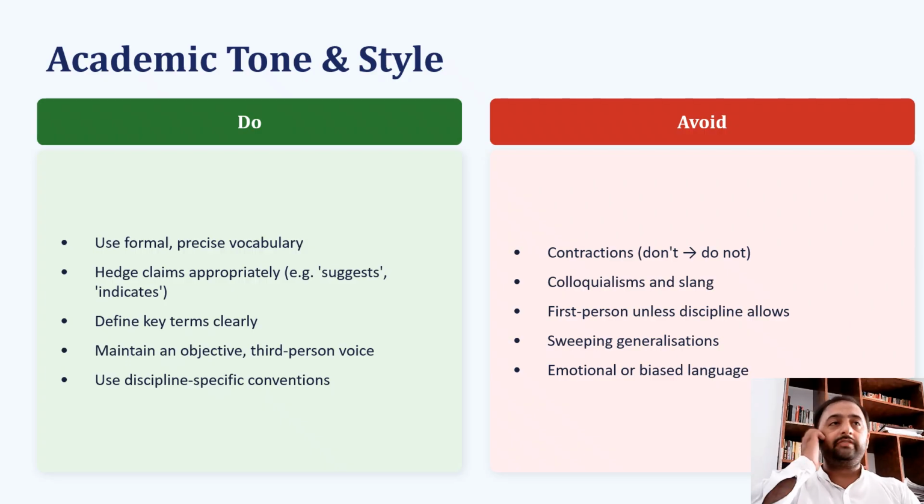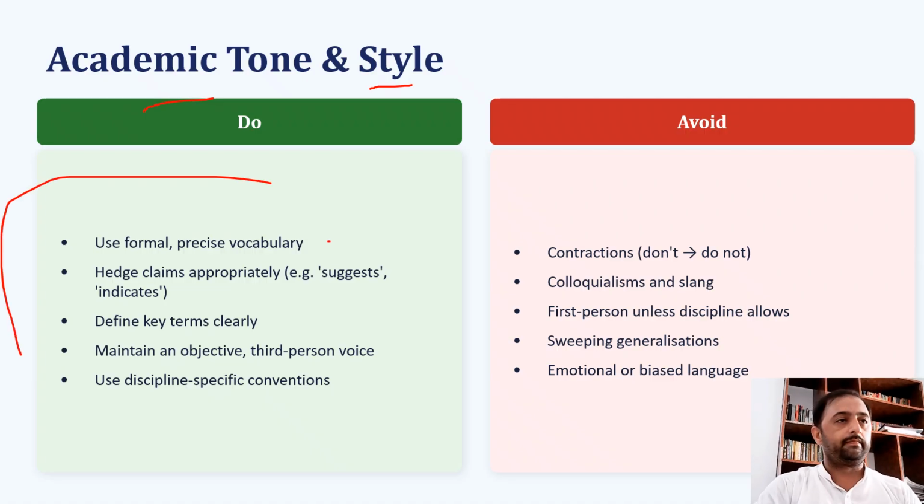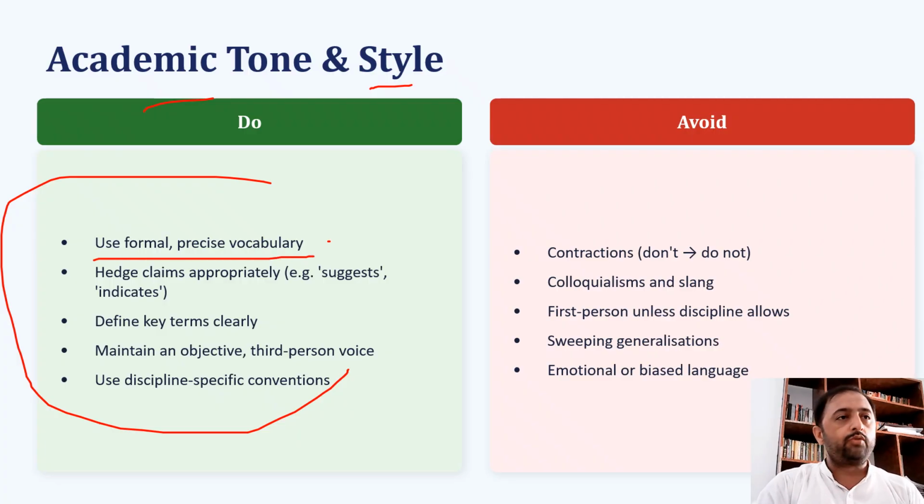So now, what is the difference between the academic tone and style and the other forms of writing? In academic writing, you have to do these things. You have to use formal, precise vocabulary. You have to hedge claims appropriately, suggest, or indicate. You have to define key terms early. In the first chapter of your introduction, or any other piece which you are writing, you have to clearly define all the key terms or keywords as well.